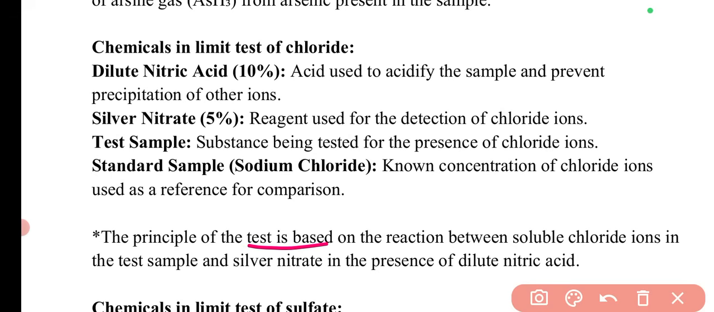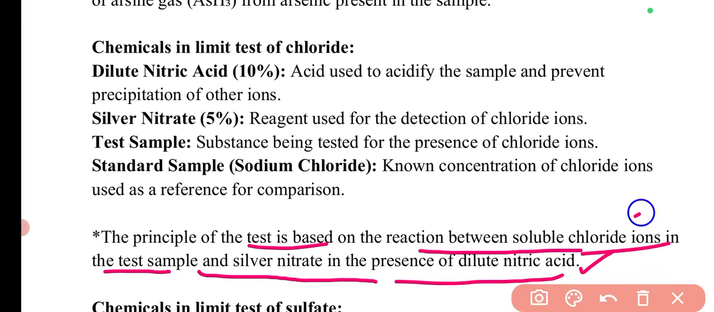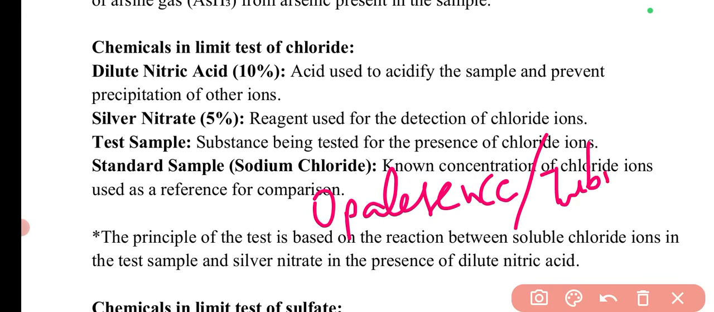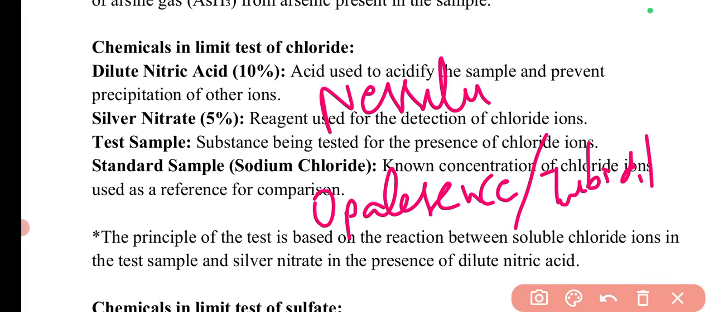The principle of this test is based on the reaction between soluble chloride ions in the test sample and silver nitrate in the presence of dilute nitric acid. I have shown you the reaction. A question can be asked about what observation we will make. In this we will check the opalescence or turbidity. So this is important. Also, we will use the Nessler cylinder for the dilution purpose. So these are the important things.